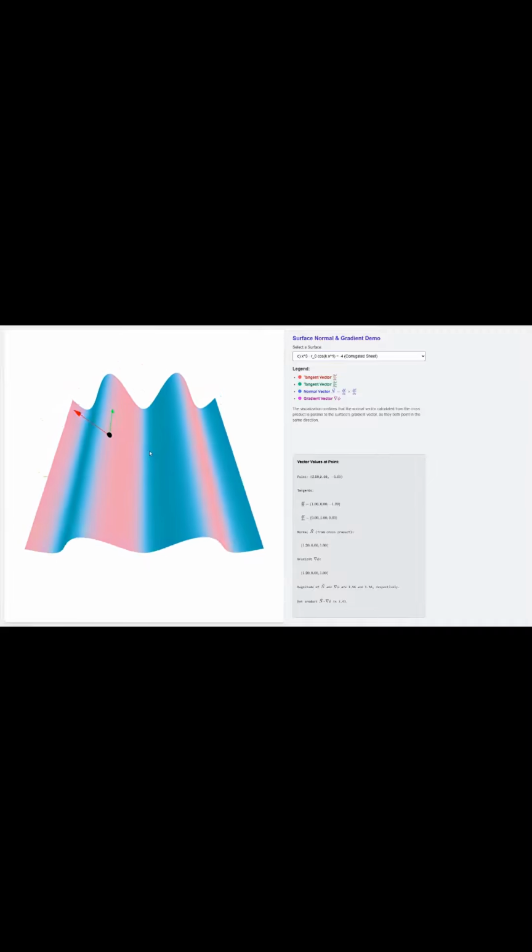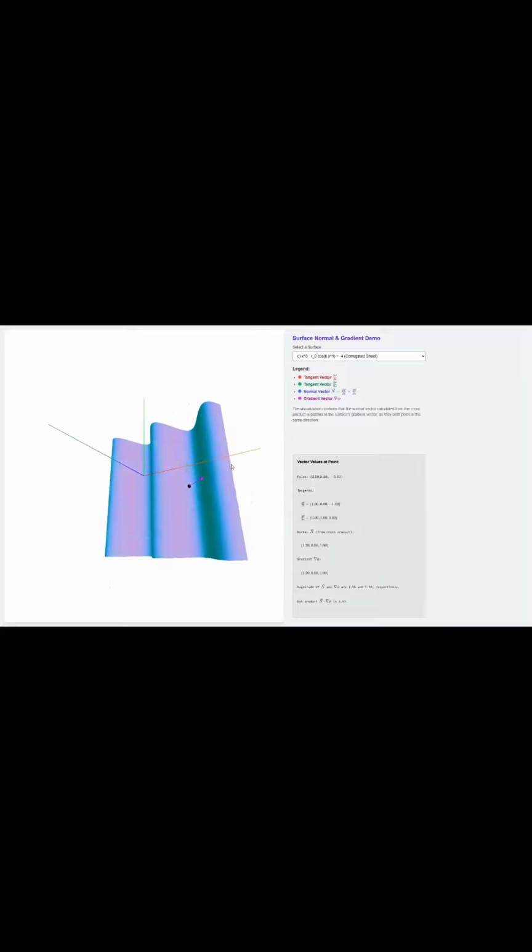The paraboloid. This shape creates a bowl-like structure where the surface curves upward. Because of this curvature, the direction pointing straight away from the surface is not fixed. Instead, it shifts and changes its angle as you move from the center toward the edges.